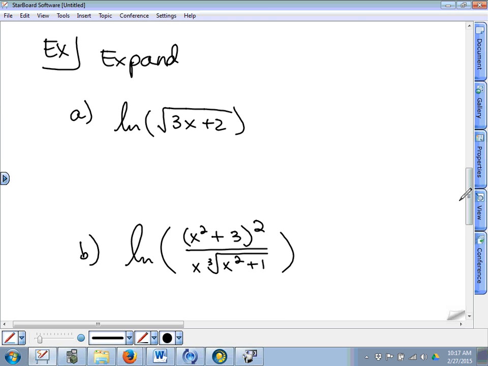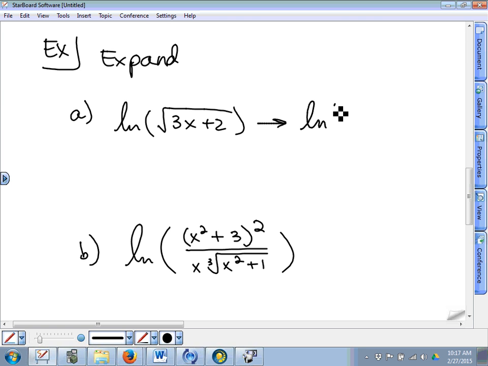Start with A. A is a tad bit simpler. If I haven't mentioned it yet this year, I know I mentioned it a ton last year, logarithms and radicals don't play nicely together. So always switch radicals to exponents. If you're dealing with logarithms and you see radicals, always switch those to exponents.